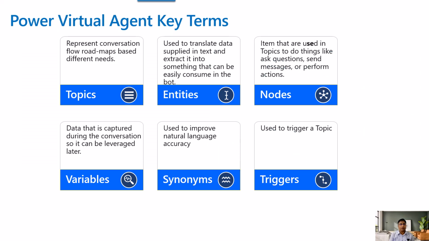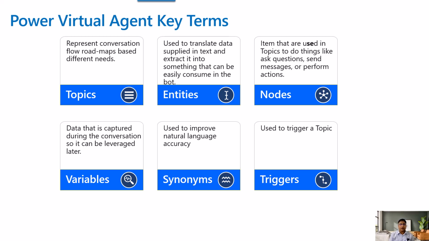Now let's understand Power Virtual Agent key terms and terminology used. A topic is a certain subject against which you start your discussion. For example, if the topic is weather, then I will start the discussion for the weather to find out what the temperature is, what the highest temperature is, the lowest temperature. So that is a topic.